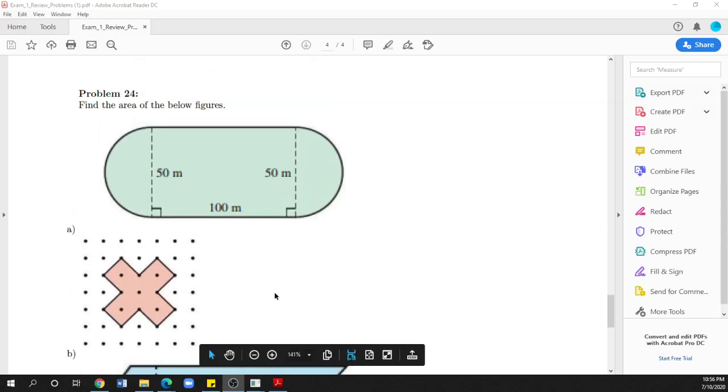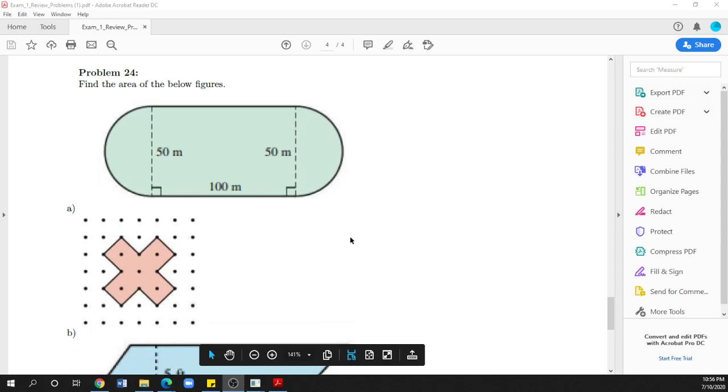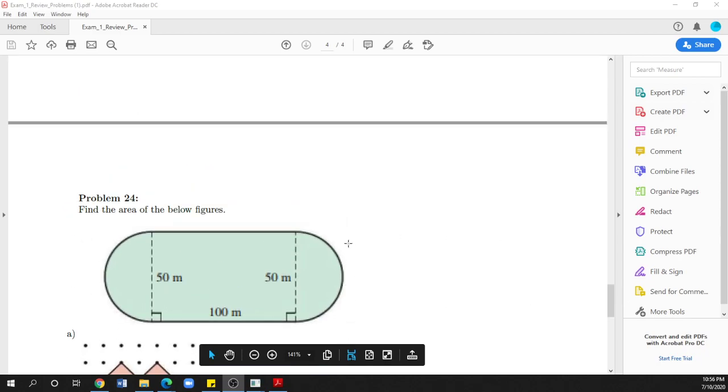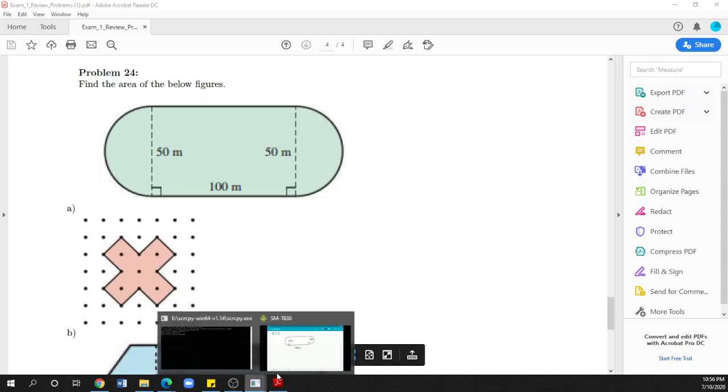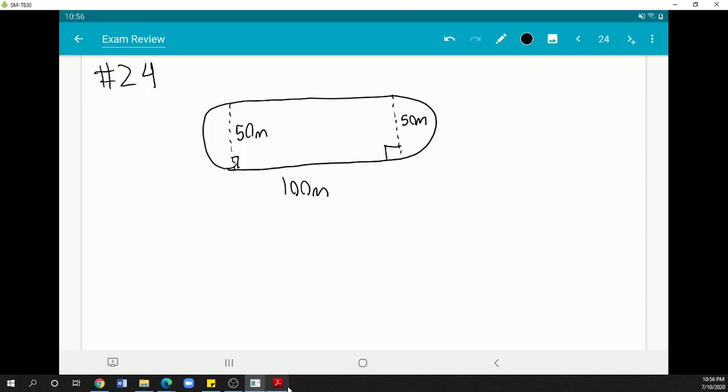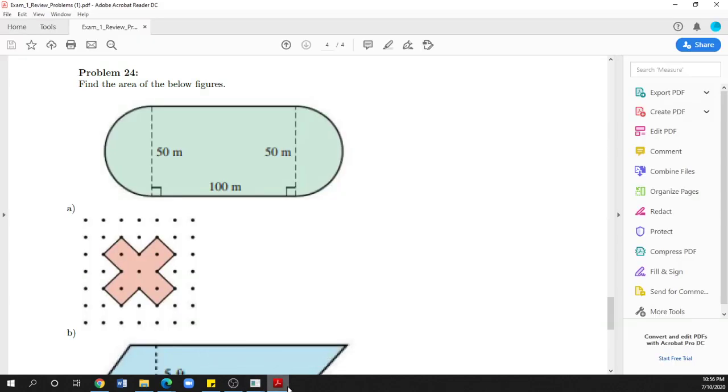Problem 24. We're almost home free. So this last problem is asking us to find some areas. So let's go ahead and start with this first thing. I've already drawn it in the interest of time. So what do we want to do here?